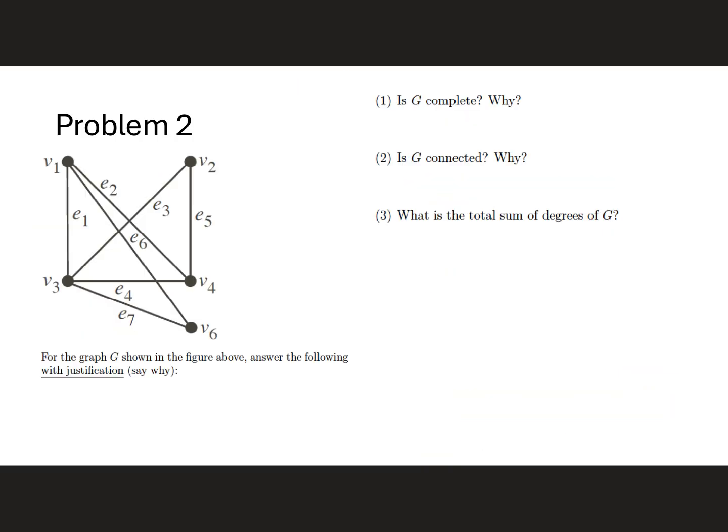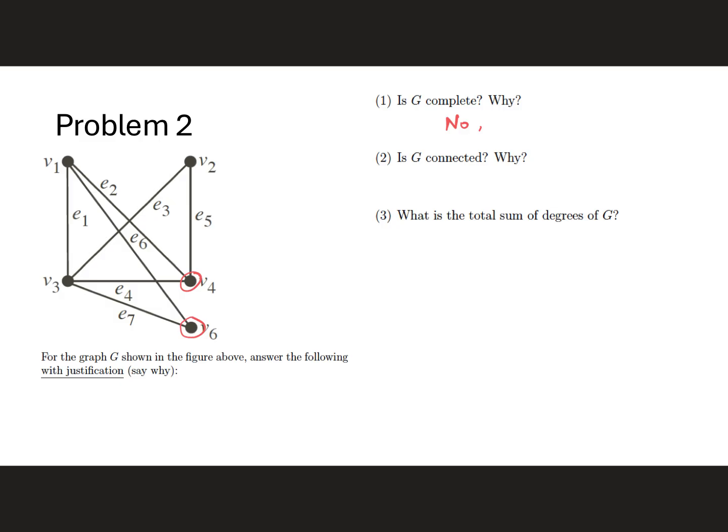Looking at this graph that we see here, the first question says, is the graph G complete? A complete graph is defined as a graph where every single vertex has an edge to every other vertex in the graph. For example, this vertex and this vertex are not connected directly. So this graph is not complete. So the answer is no.